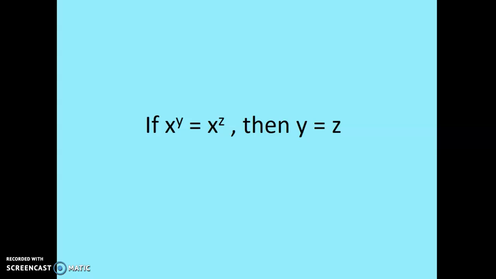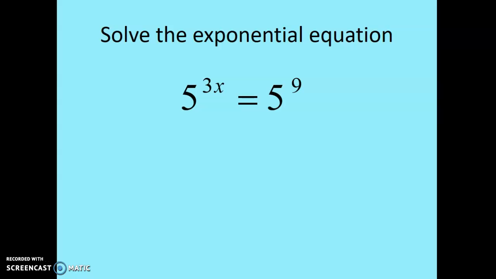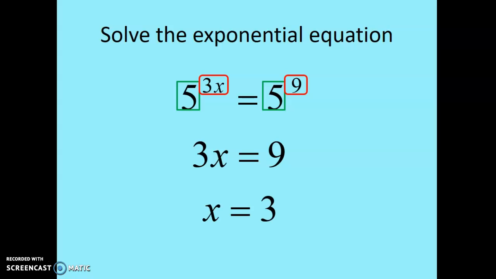All right, so let's see how that looks. So here we have 5 to the 3x equals 5 to the 9th. So because the bases are the same, we can take our exponents, 3x and 9, and set them equal to each other. And that becomes our equation. And we just solve it like we've been solving equations since you were in 5th grade or 6th grade or whatever. So we divide both sides by 3, and we get x equals 3.